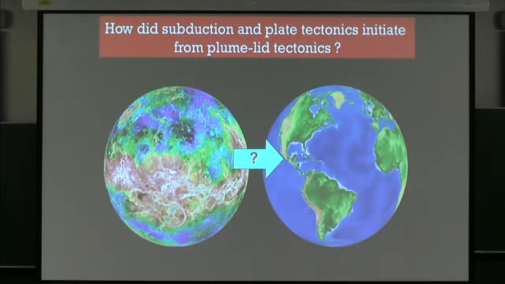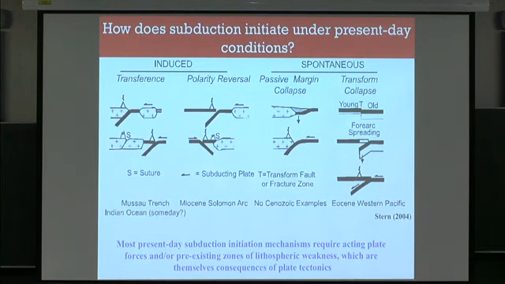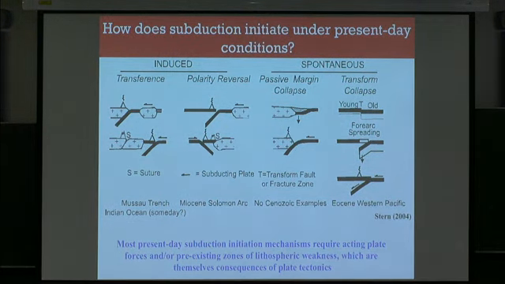And finally, we are coming to another type of bulk weakening implementation of lithospheric weakening. It's a transition from plume-lit tectonics, which was presumably active in the Archean, toward plate tectonics. So we have to initiate subduction in such a regime. We can form oceans and continents in such a regime. But how do we initiate subduction? Present-day subduction initiation mechanisms are useless because most of them depend on already acting plate tectonics. So we need something else.